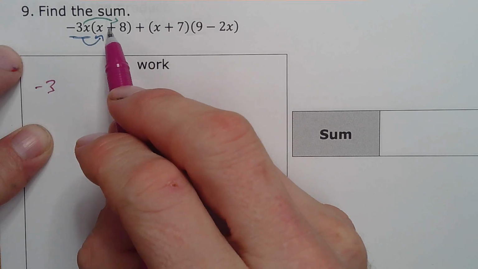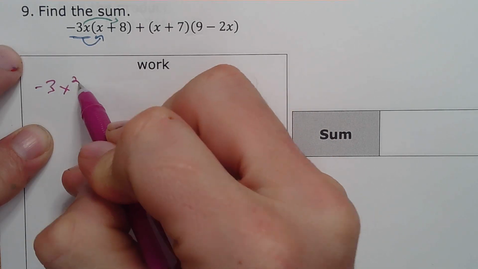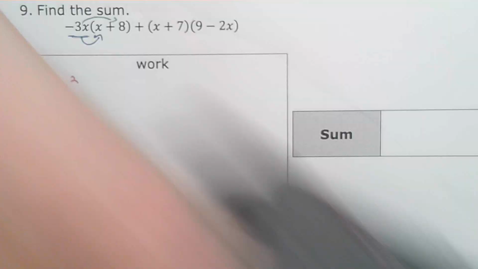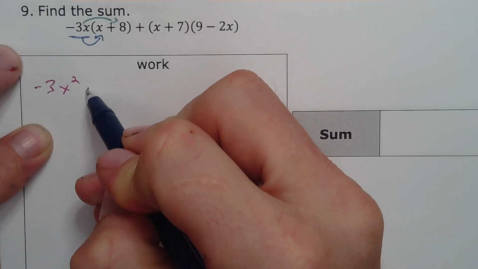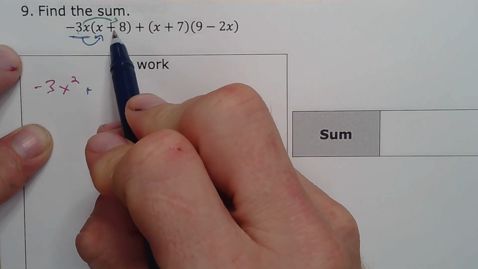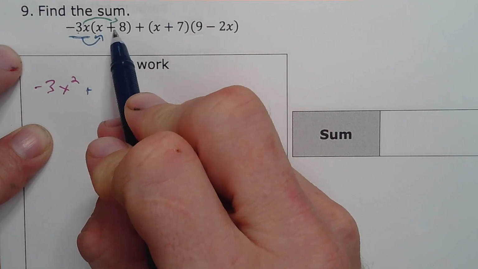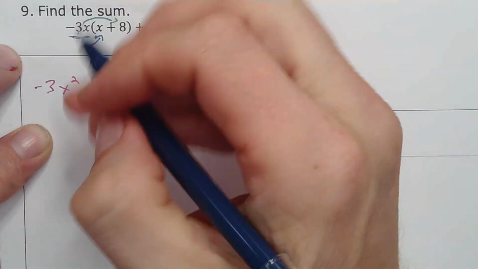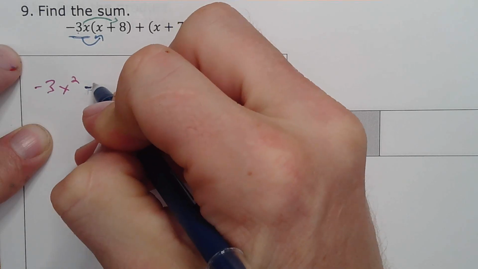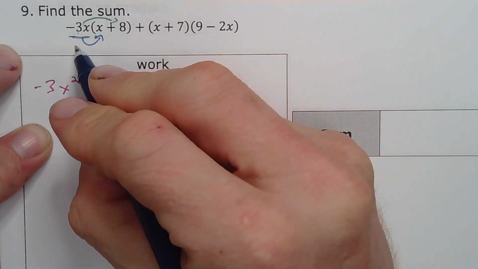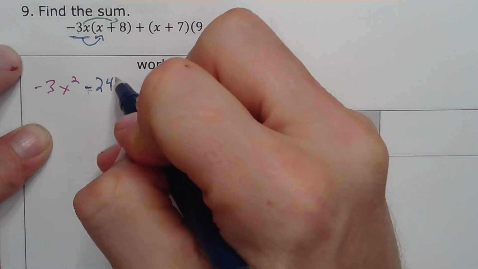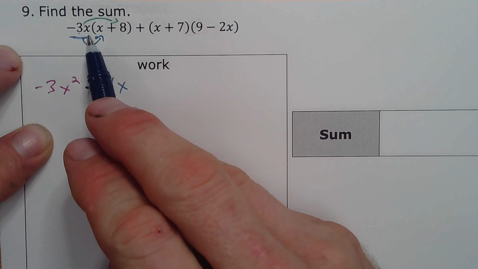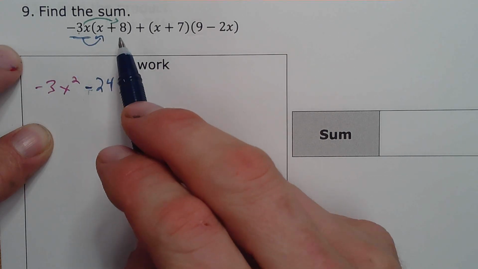and then an x times an x is an x squared, and then we'll get a plus negative 3x times 8, which is going to be minus 24. Negative 3 times 8 is 24, and then don't forget about the x. So that's what you get when you multiply negative 3x times a quantity of 8 plus x.